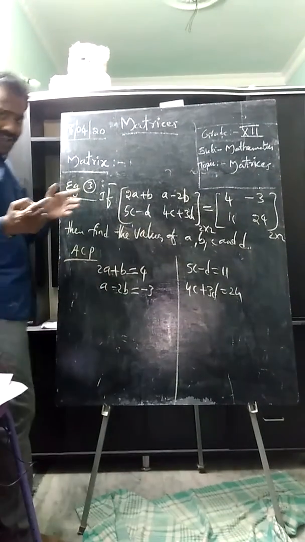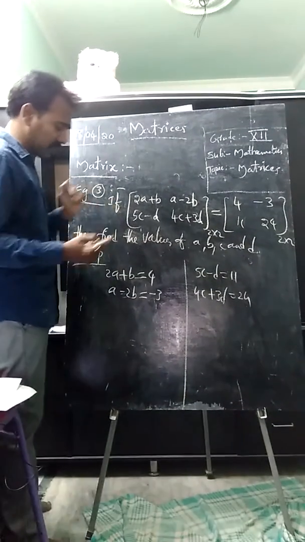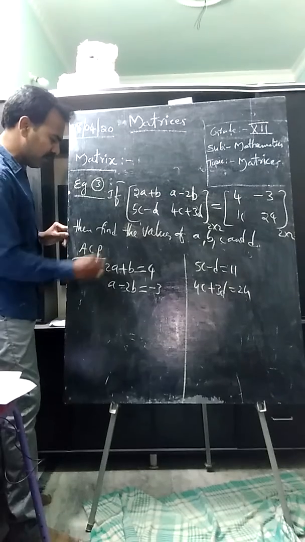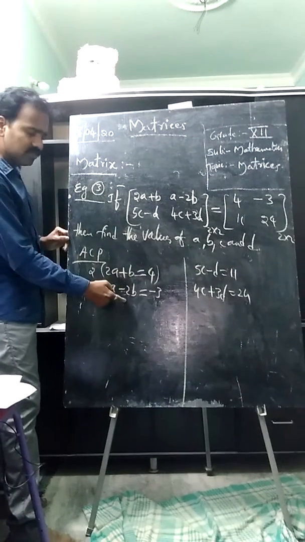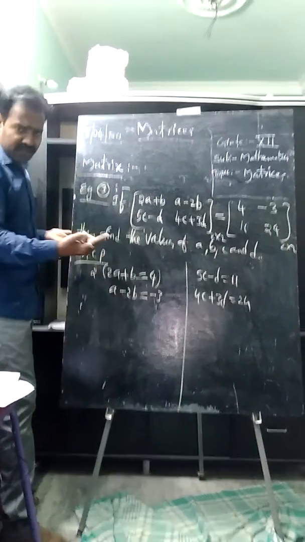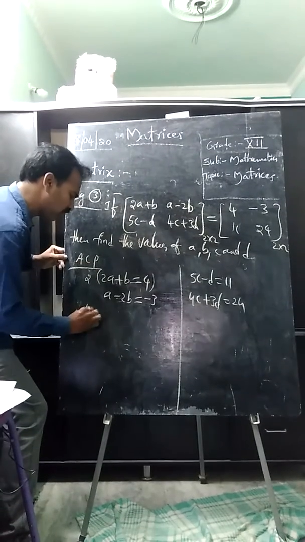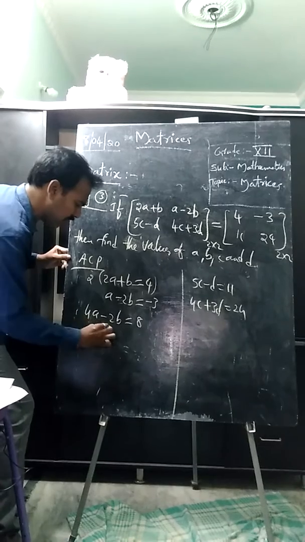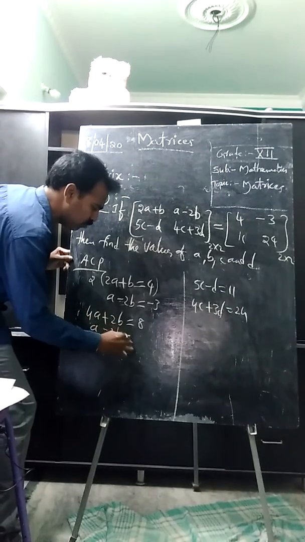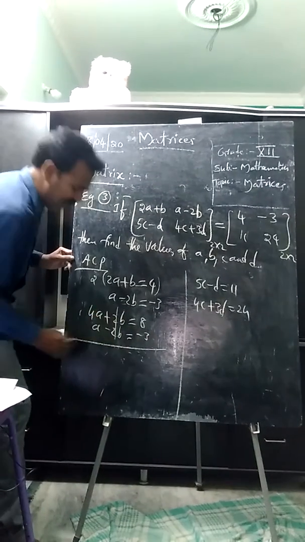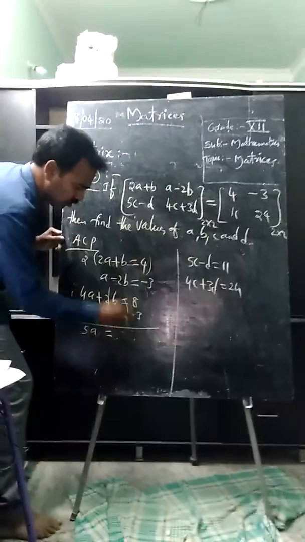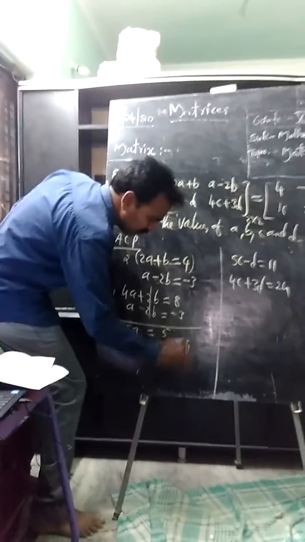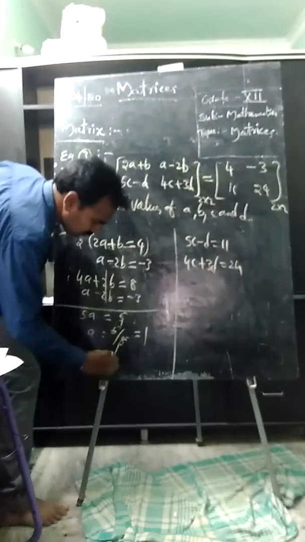Let us use the elimination method you learned in previous classes. In the elimination method we should equate any one variable. If you observe, if you multiply this one by 2, the b's are easy to cancel. Or else equate the a variable, that is up to you. So we have 4a plus 2b equals 8. Then we have a minus 2b equals minus 3. If you add, the b terms cancel each other, and we have 5a equals 8 minus 3, which is 5. a equals 5 by 5, which is 1. We got the a value as 1.